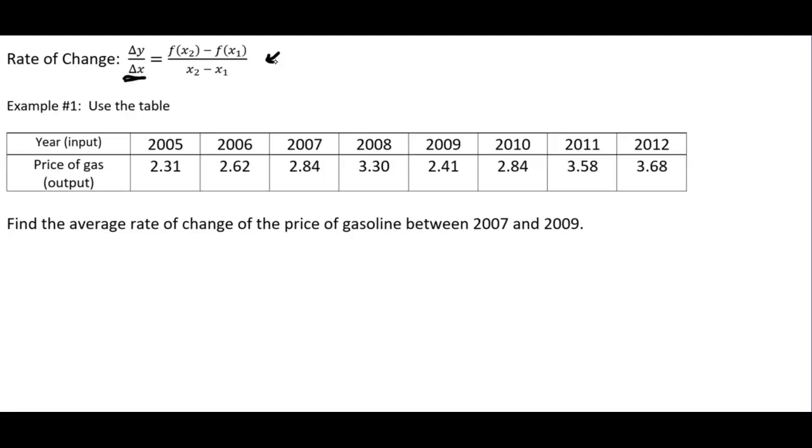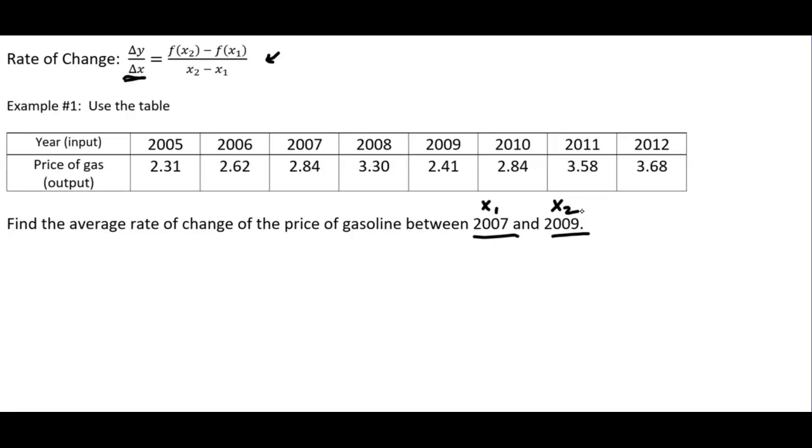Okay, on this first example, they give us a table of information, and it looks like these are different years, and that's the input, and then the price of the gasoline is the output, so average price I'm guessing. So it says find the average rate of change of the price of gasoline between 2007 and 2009. So 2007 is going to be our input 1, and input 2 will be 2009. So 2007 for x sub 1 and 2009 for x sub 2.